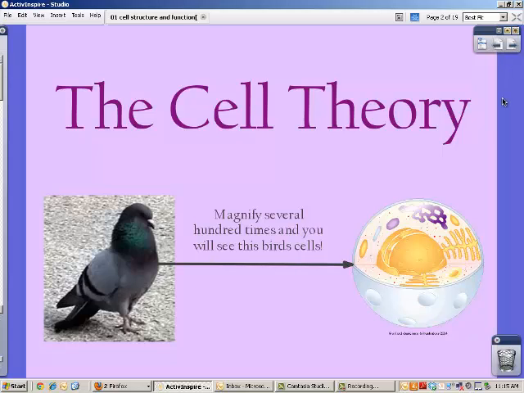So, the cell theory, if I were to take this pigeon that I have right here and magnify this bird hundreds of times, eventually I would be able to pull a cell out of my bird. And that's what we're going to talk about today. We're going to talk about the different types of cells that we have.